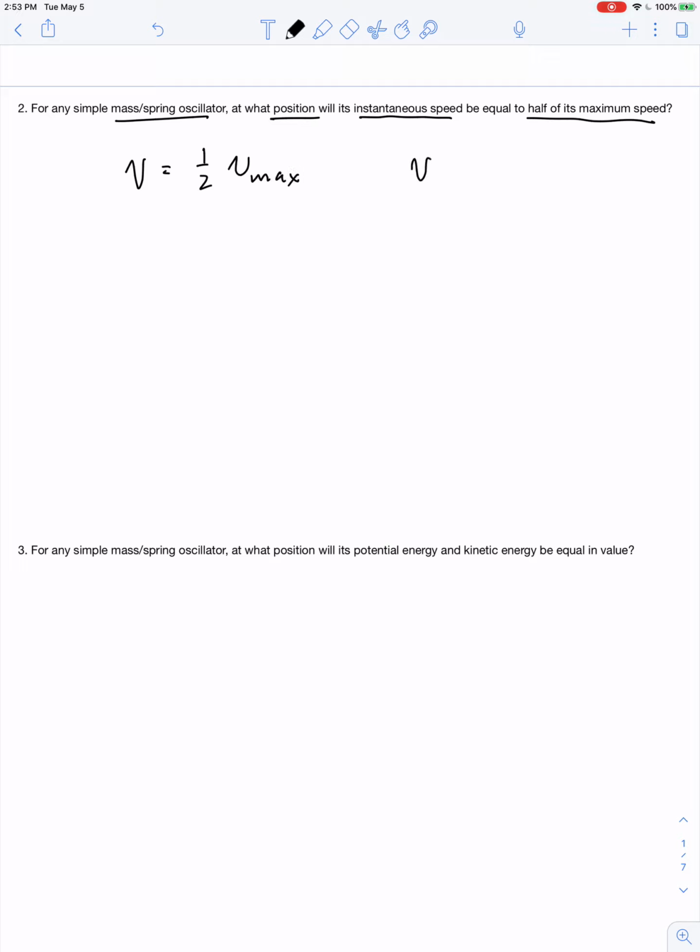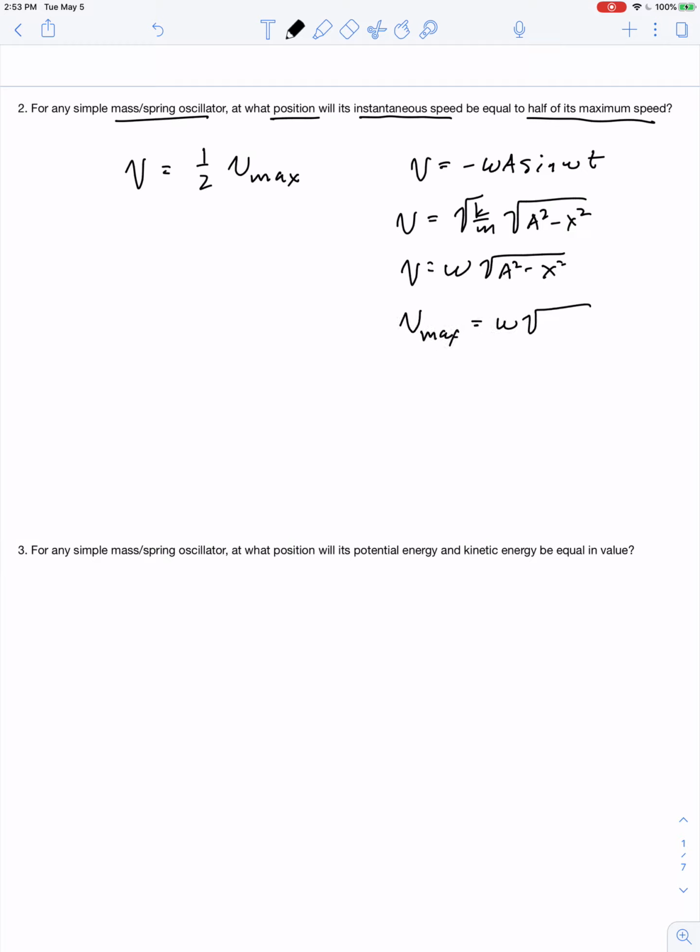Well, velocity as a function of time follows the equation v equals negative omega A sine omega t. What we need is an equation that expresses speed as a function of position. That's the equation that says v equals the square root of k over m times the square root of A squared minus x squared, which is the same thing as v equals omega times the square root of A squared minus x squared. Now you have maximum velocity when the object is at the equilibrium position. So v maximum is equal to omega times the square root of A squared minus 0, which means v maximum is equal to omega A.